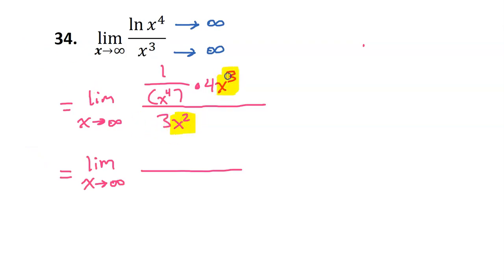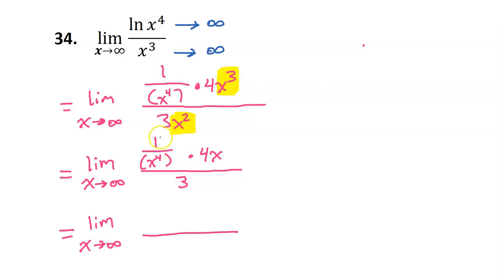We have the x squared and the x to the third power. The x squared will cancel out 2 of these x's, so we will be left with 4x in the numerator, and the denominator will just be 3. So we still have 1 over x to the fourth power as well. If I multiply 1 over x to the fourth power times 4x, which is like 4x over 1, I'm going to end up with 4x in the numerator and x to the fourth power in the denominator.